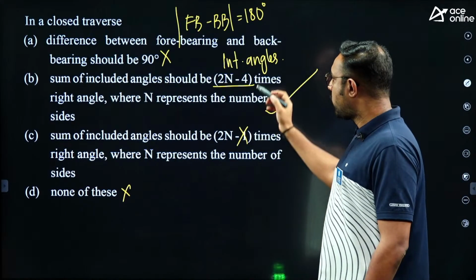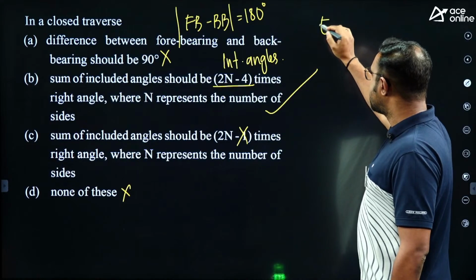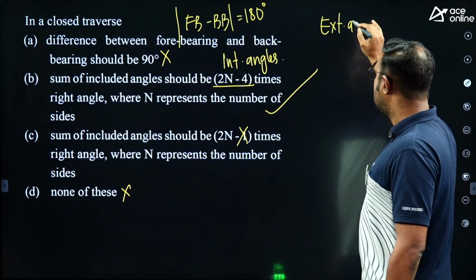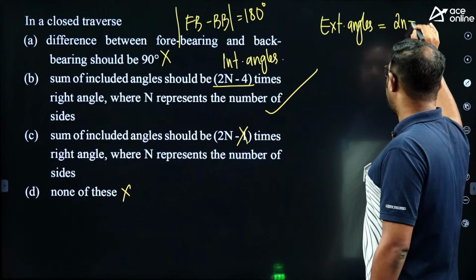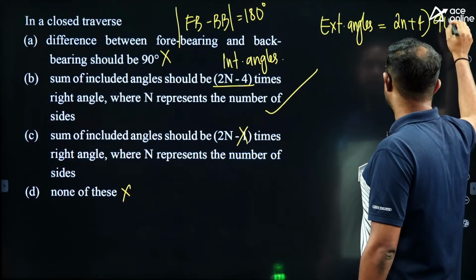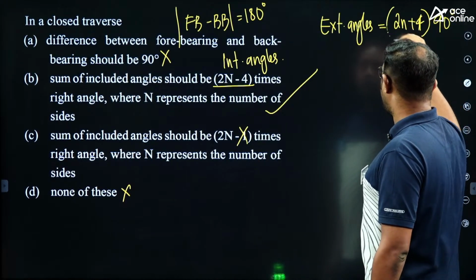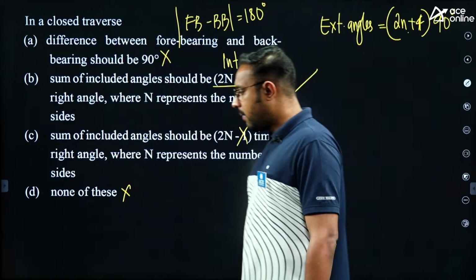Now this is for interior angles. What is the sum of exterior angles? It should be (2n plus 4) into 90 degrees, where n represents the number of sides. Okay now? Right. That's it.